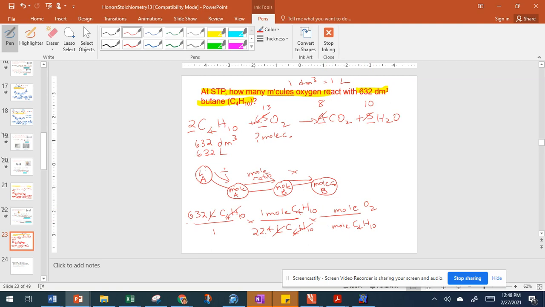The numbers here will be our coefficients from a balanced equation. So that's going to be 13 and then 2. Now we're at moles of O2. So now we're going to be using Avogadro's number. Here we have to have 1 mole of O2 in the denominator to cancel that out, and then 6.02 times 10 to the 23rd, and that's going to be molecules of O2.